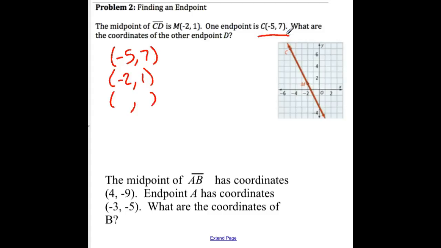What I do is the distances between the endpoints and the midpoints should be the same. So to get from -5 to -2, I add 3. To get from the midpoint to the other endpoint, I'm going to do the exact same thing. I'm going to add 3. So I go -2 plus 3, that gives me a +1. I do the same thing with the y values. 7 to 1 is subtract 6. So I subtract 6 from 1, and I end up at -5. My other endpoint then is going to be at 1, -5. We can graph that, and hey, that's exactly where it should be.